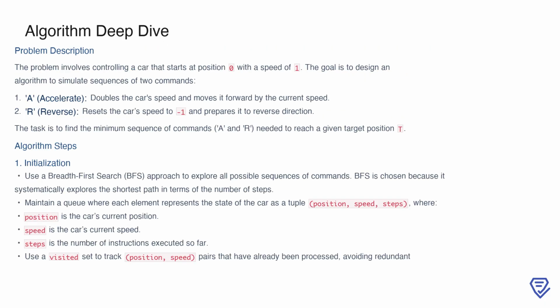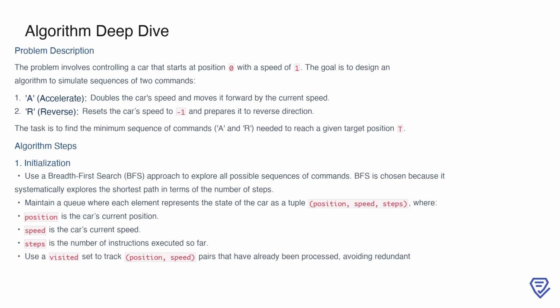In this problem, we are tasked with simulating the movement of a car that starts at position 0 with an initial speed of 1. The car can execute two commands, A for accelerate, which doubles its speed and moves it forward by the current speed, and R for reverse, which resets the car's speed to -1, allowing it to change direction. The goal is to find the shortest sequence of these commands to reach a given target position t.